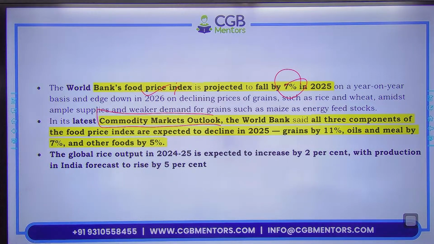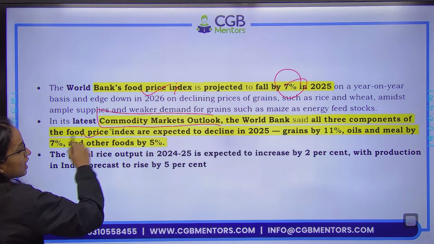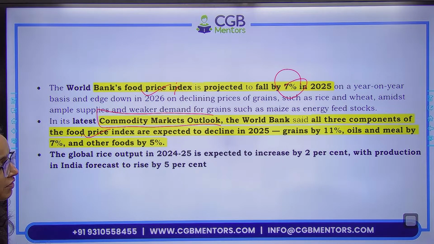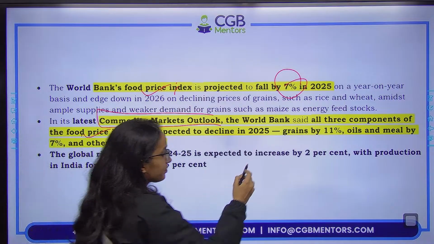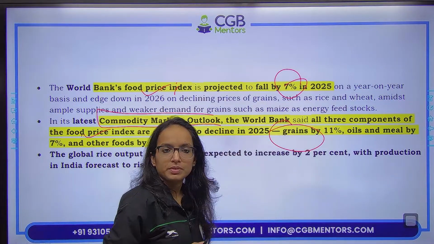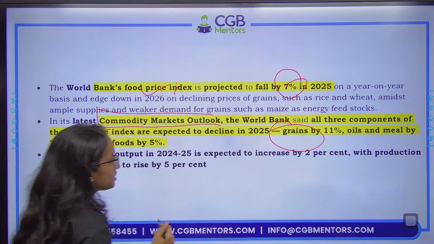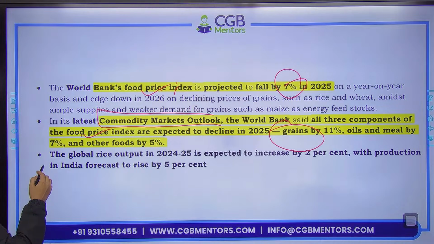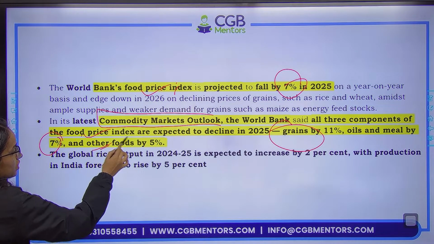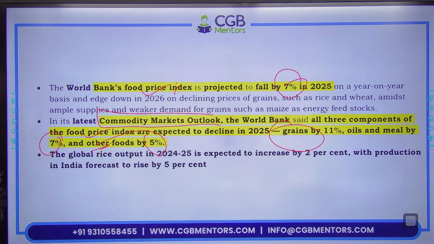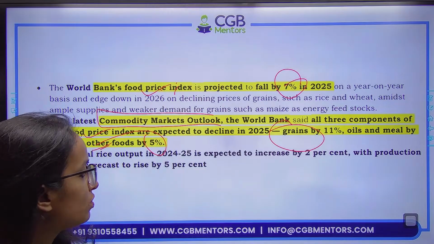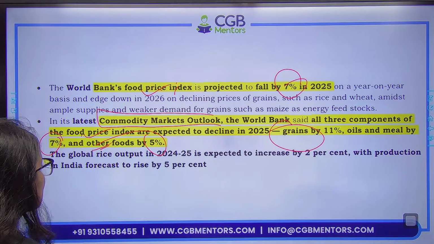given by World Bank, the World Bank has said that all the 3 components of the food price index are expected to decline in 2025. That is grains. 3 components कौन से हैं? Grains by 11%, oils and meal by 7%, and other foods by 5%. So the entire food price index is expected to decline in 2025.